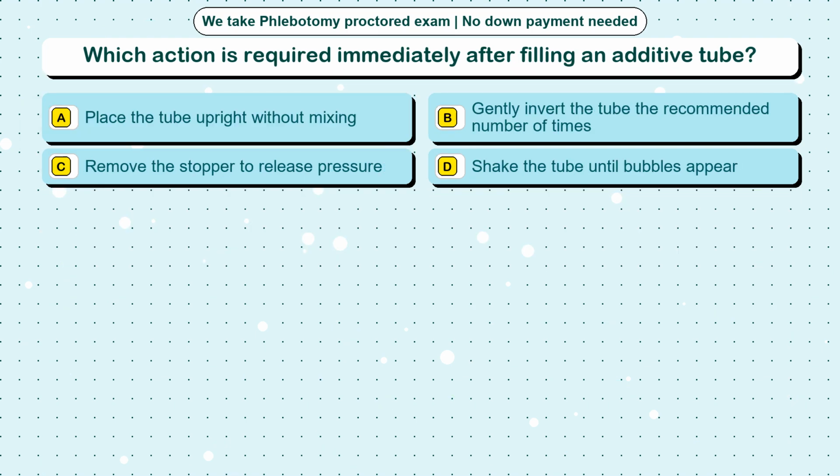Question 27. Which action is required immediately after filling an additive tube? Option A, place the tube upright without mixing. Option B, gently invert the tube the recommended number of times. Option C, remove the stopper to release pressure. Option D, shake the tube until bubbles appear.